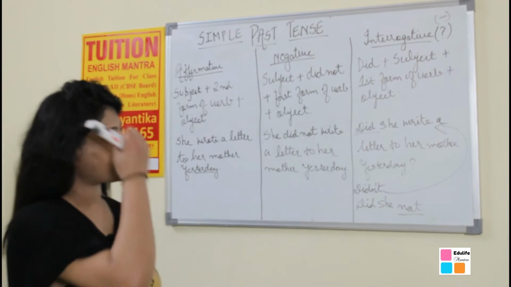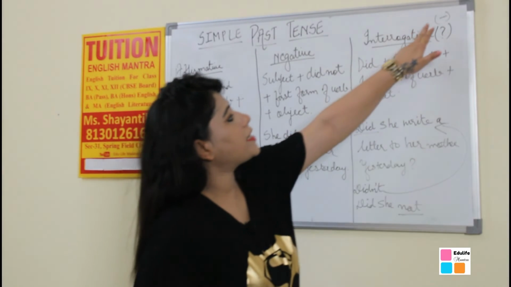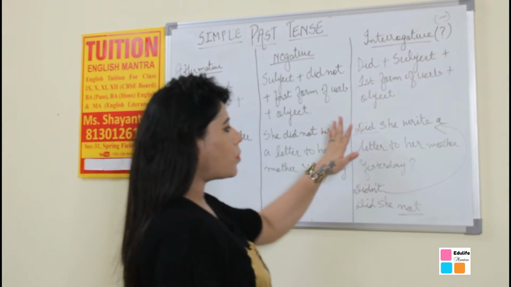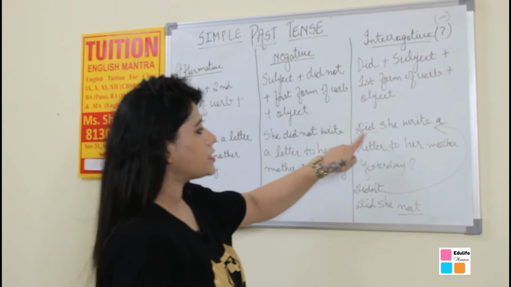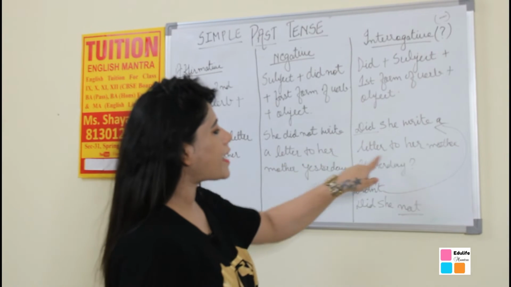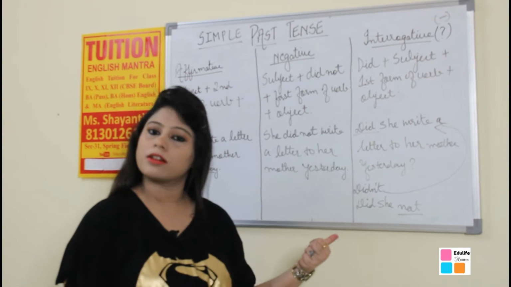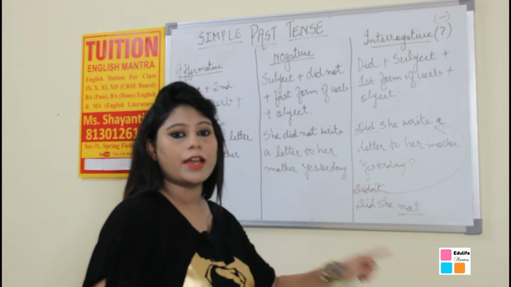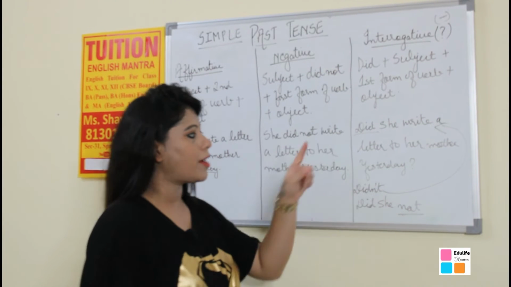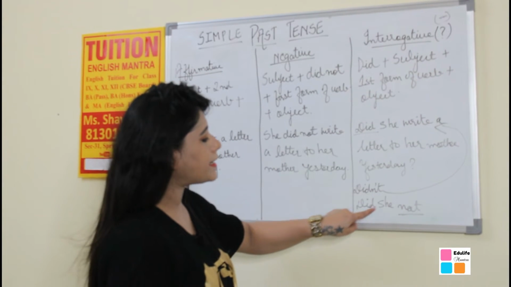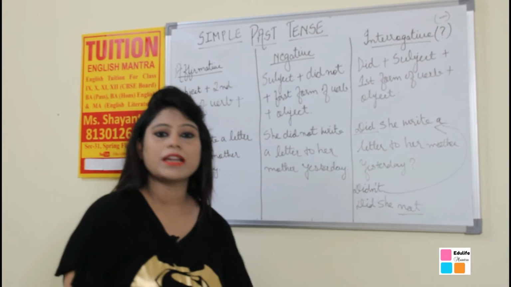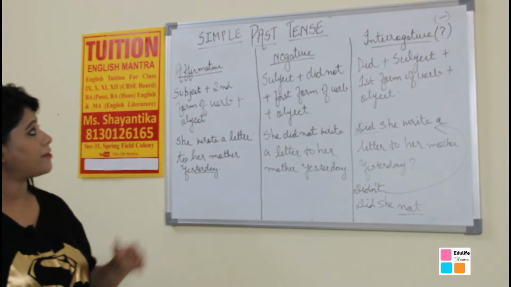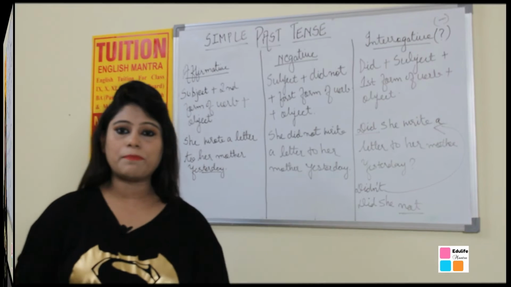And so on. Now for interrogative negative sentences, the only thing is that instead of did, you have to write did not. Like, didn't she write a letter to her mother? Didn't is the contraction of did not. And if you want to write did not, you have to make the sentence like this: did she not write a letter to her mother yesterday? So I hope you have understood simple past tense.